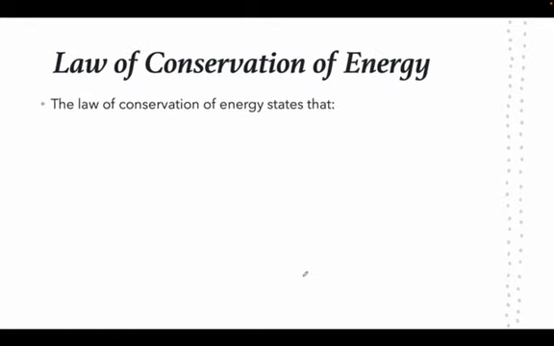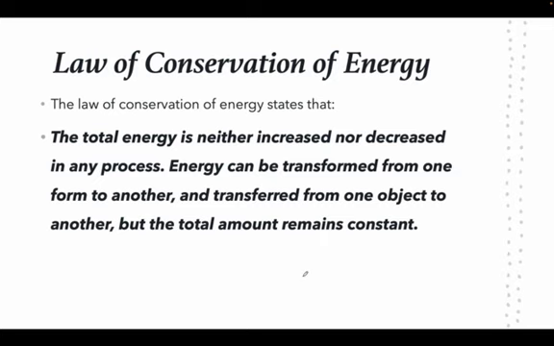Which brings us to the law of conservation of energy, which states that the total energy of an object is neither increased nor decreased. Energy can only be transformed from one form to another or transferred from one object to another, but the total amount of energy is always constant.